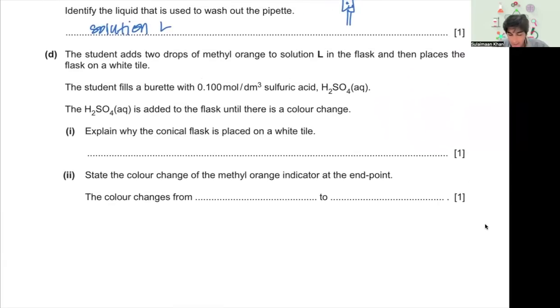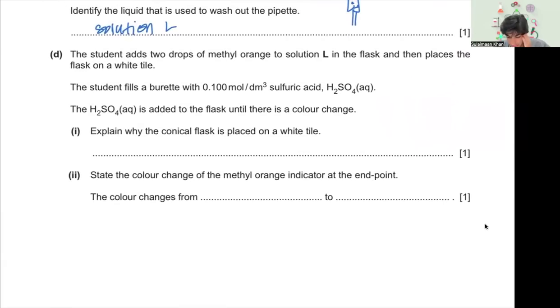The student adds 2 drops of methyl orange to solution L. Remember, solution L is what? It's sodium hydroxide. And in the conical flask, you have solution L, but that's only 20 cm cube. Please write it for yourself step by step. Methyl orange gives you a yellow color in an alkali and a red color in an acidic solution. So it's yellow, obviously, because sodium hydroxide is an alkali.